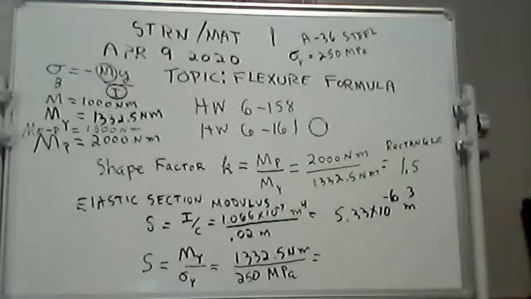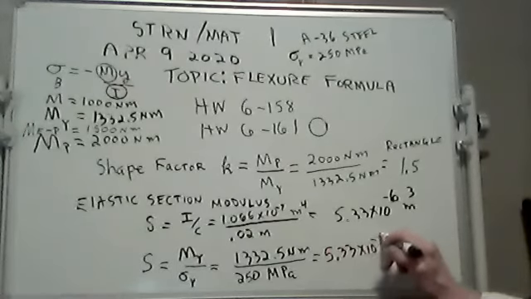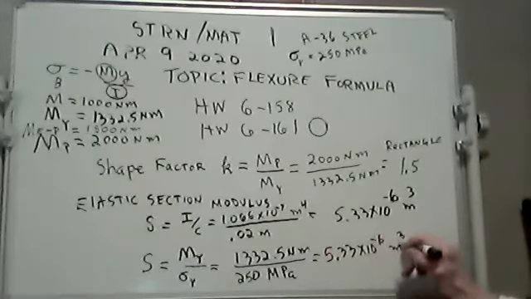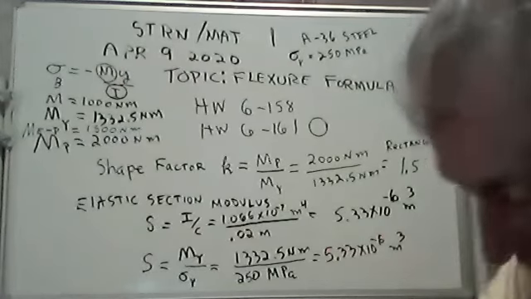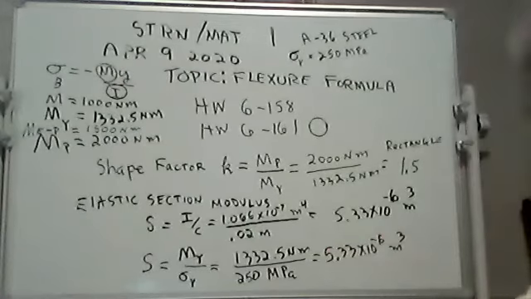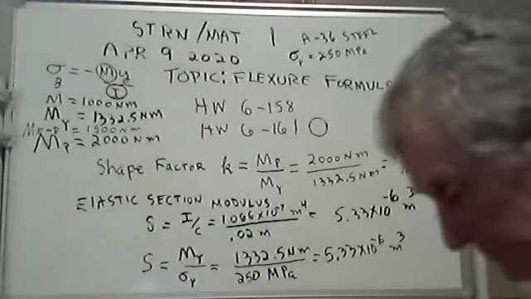Boy, Jove. Here's what I'm getting: 5.33 times 10 to the minus 6. Hey, got the same answer. Both of those equations are good. And now let me show you what good it is to have that.